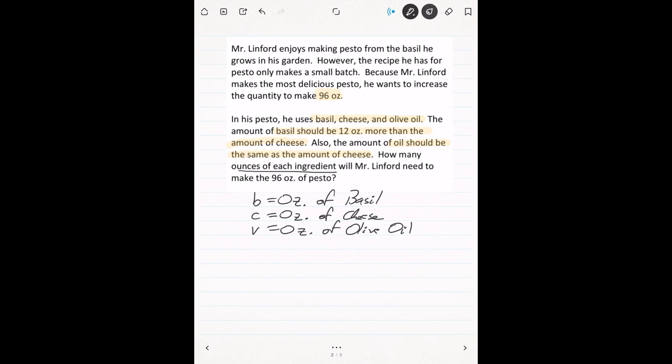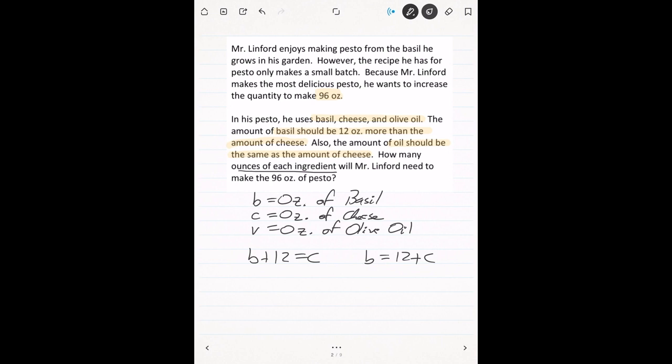So we should look in this problem and try to find three different relationships that were given for these individual ingredients. Well, let's see. One of them that I see here is that basil should be 12 more than the cheese. Okay, that's not bad. Let's say that the basil should be 12 more than cheese. Is that B plus 12 is equal to cheese? Or is it B equals 12 plus the cheese?